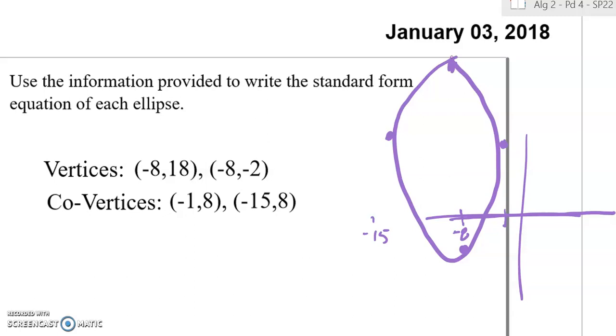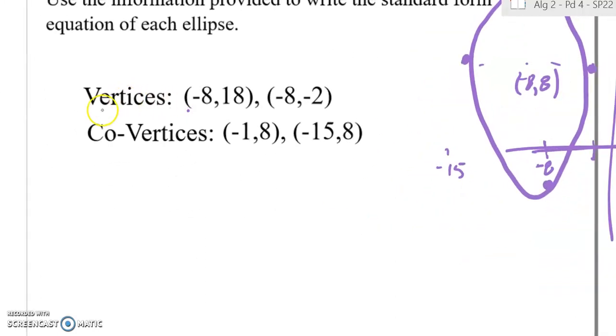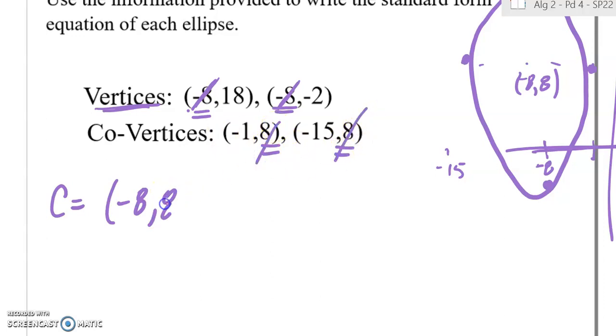I'm not going to focus so much on the sketch. This does help me. I know that negative 8 is how far left I go, and I know 8 is how high I go. But I can figure that out from the points themselves. If I go to the vertice and I look which one's the same, that's the same. So my center, because it's in the x spot, is negative 8. When I look at the covertices, the 8's here, so that's the same, and that's what's in my y spot. So that's how I pick out my center. I don't really have to draw it. I can pick it out by just looking at the points.